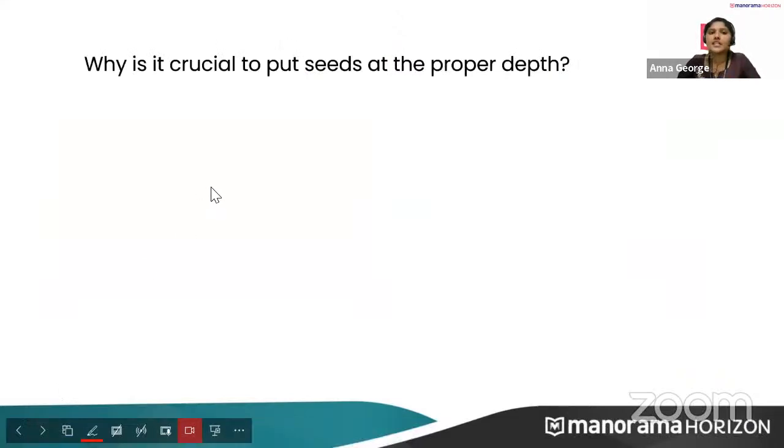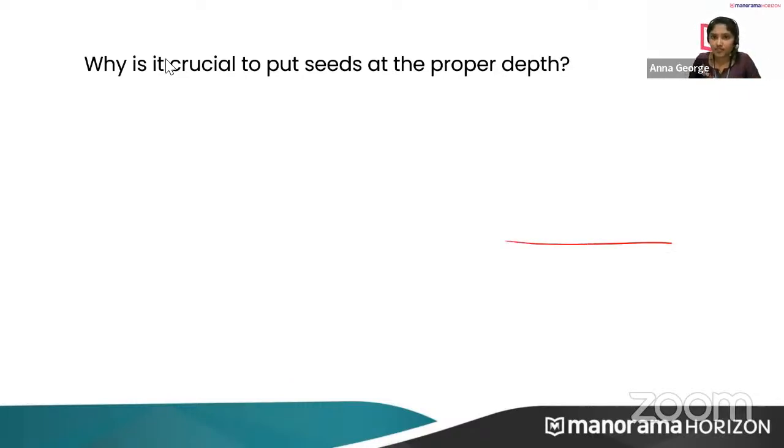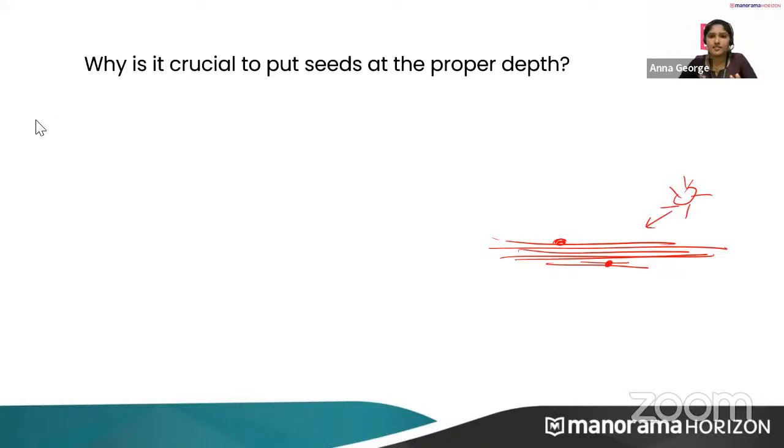This is a question. Why is it critical to put seeds at the proper depth? I just told you about this. If the seed is too shallow, imagine this is the soil, this is the land, it cannot be properly covered by soil, so the seed cannot germinate. And if the seeds are put at greater depths, what will happen? They cannot get enough sunlight. The sunlight will not reach here and they cannot properly germinate. So that is the reason why the seeds should be kept at a proper depth, to compensate for these two.